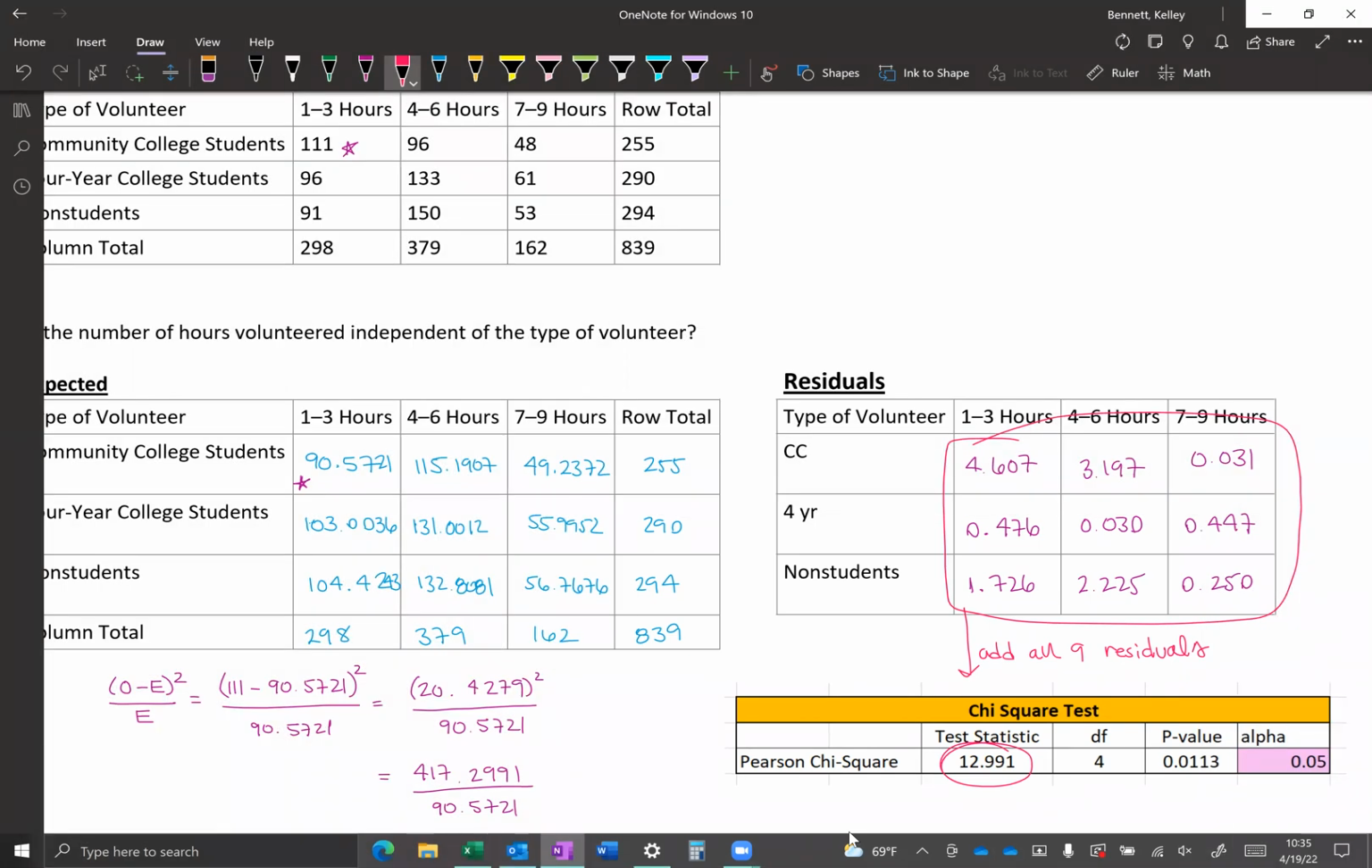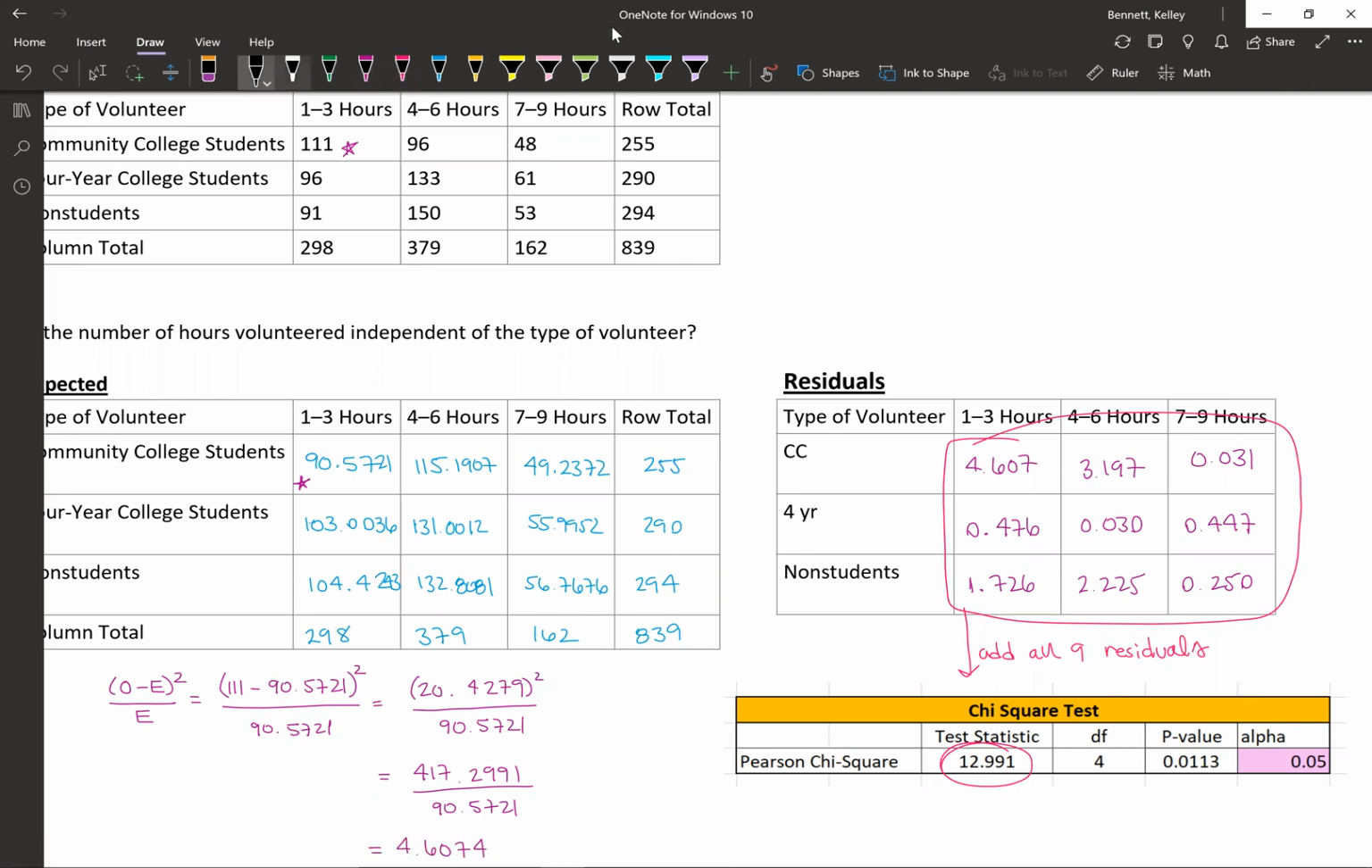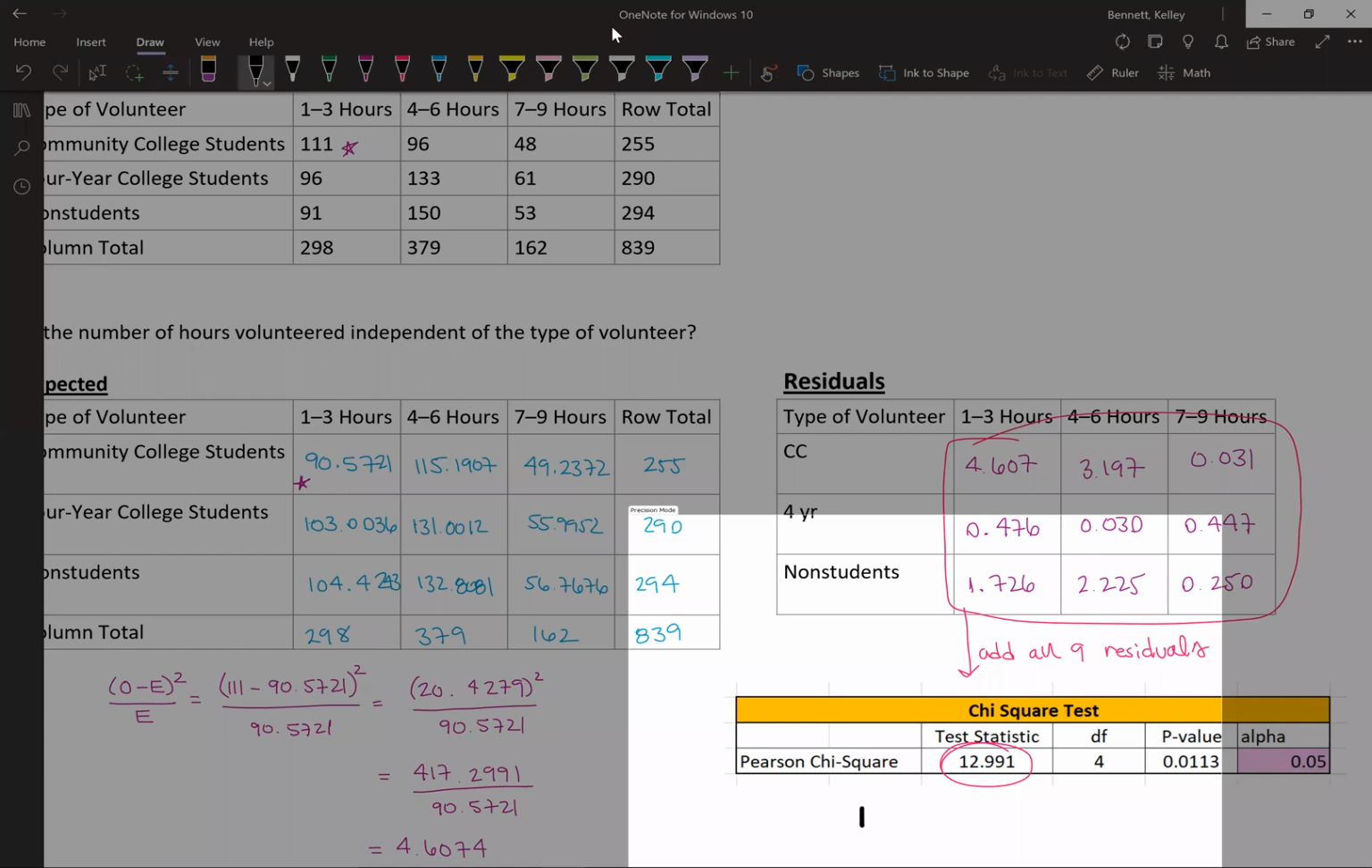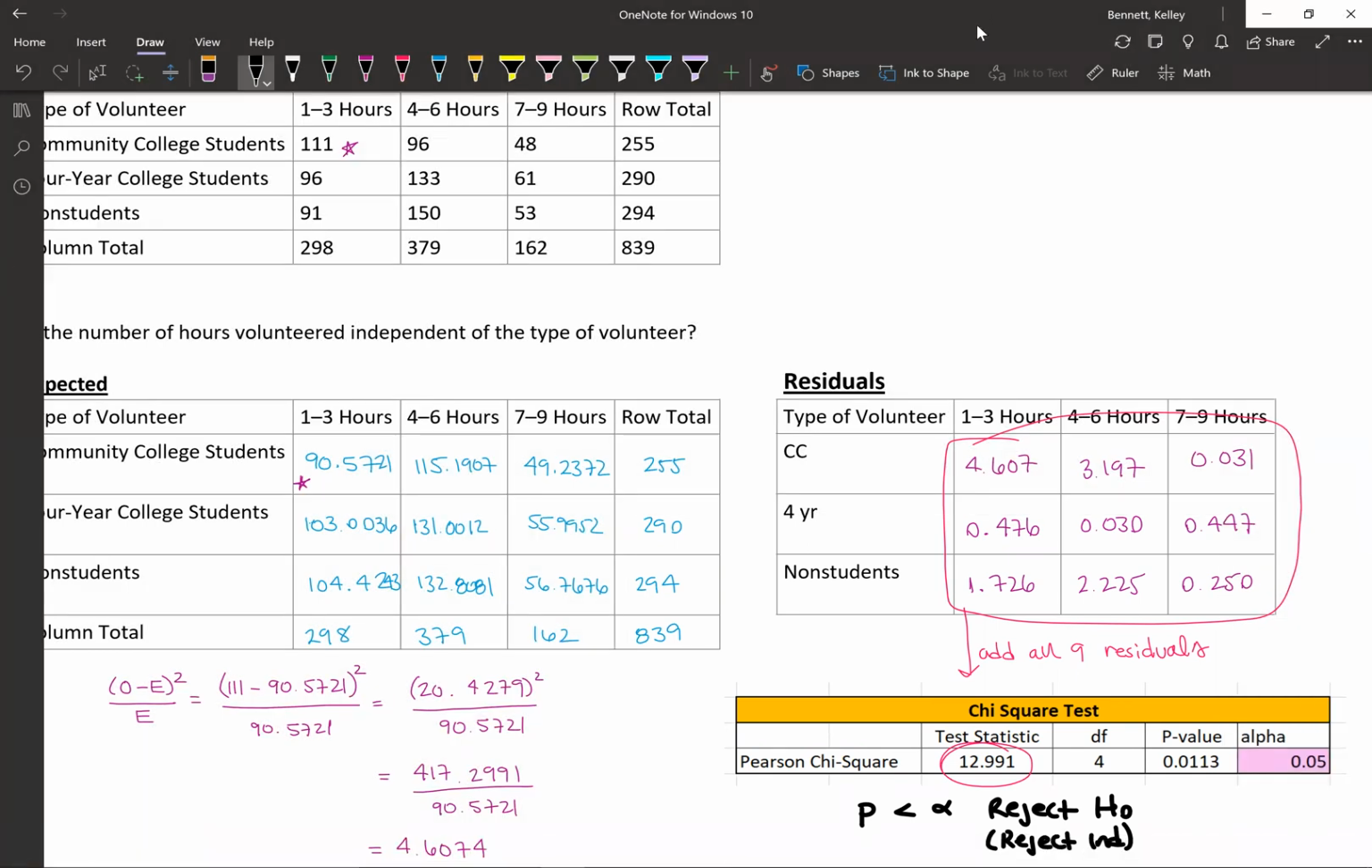12.991. And with that test statistic, I'll use my chi-square distribution with 4 degrees of freedom, and I'll get a p-value of 0.0113. So then what's left is the decision. Since p is less than alpha, I can reject the null hypothesis, which is rejecting that they're independent. And I have enough evidence to support that they are dependent.